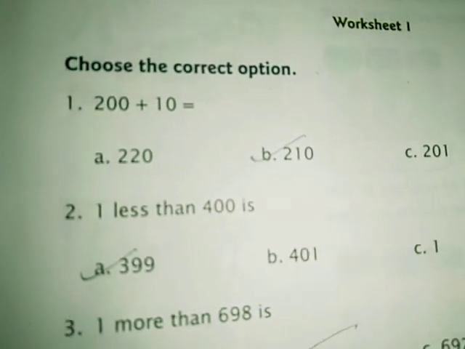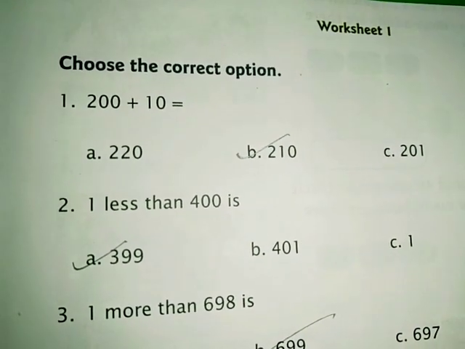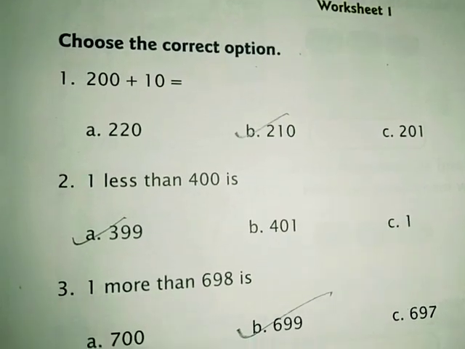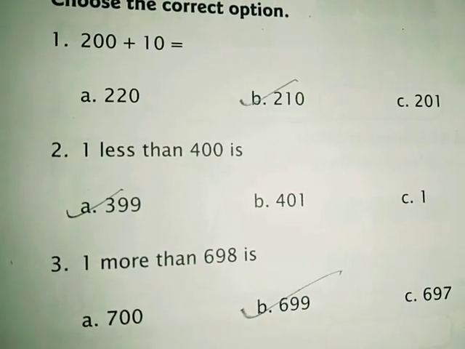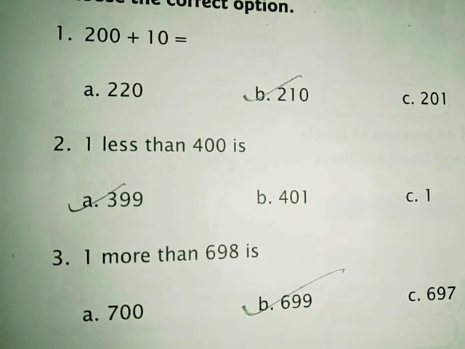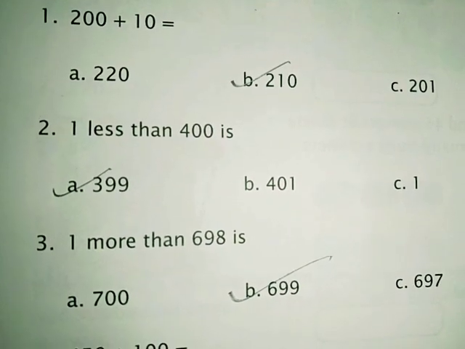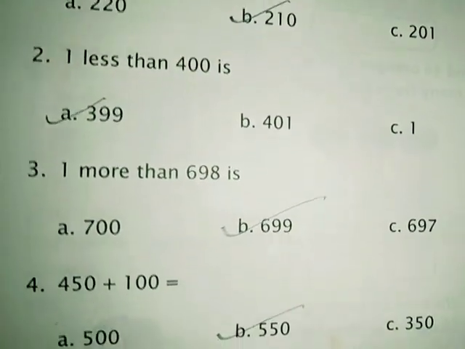Number 1, it is given 200 plus 10. So I believe all of you can do this mentally. 200 plus 10, the correct answer is option B, 210. Number 2, 1 less than 400. So 1 less than 400 means the number that comes before 400. 400 minus 1 will give us the number that comes before 400, and this is 399. Option A is the correct answer.